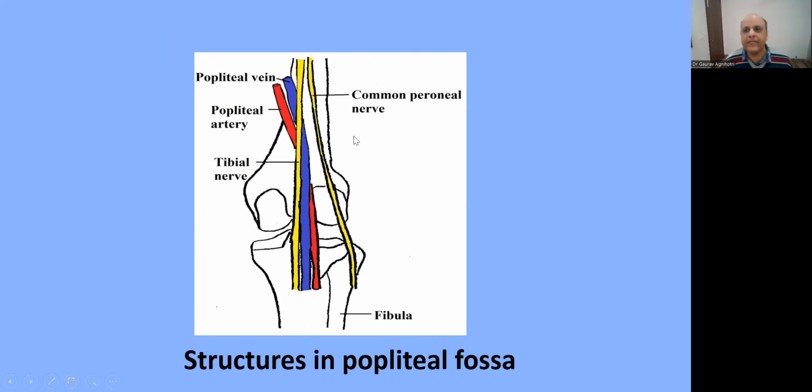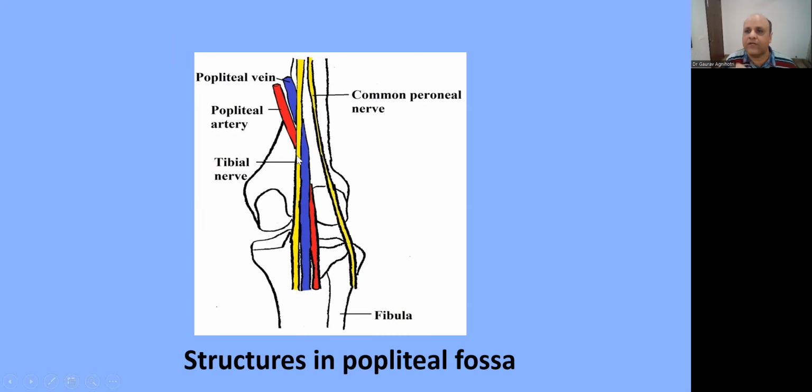So when we describe these structures, the 3 main structures, tibial nerve, popliteal vein, and popliteal artery, their relative position in upper, middle, and lower part of the fossa also needs to be described. So there we have to remember the words AVN, NVA, NVA. So A stands for artery, V stands for vein, N stands for nerve. So AVN is from medial to lateral side. In the upper part of fossa, we have got AVN. So popliteal artery, popliteal vein, tibial nerve.